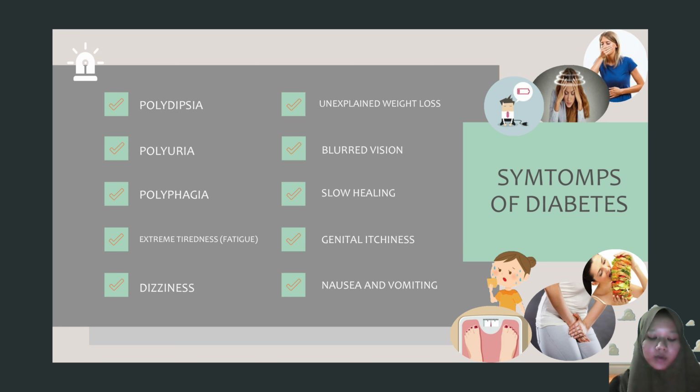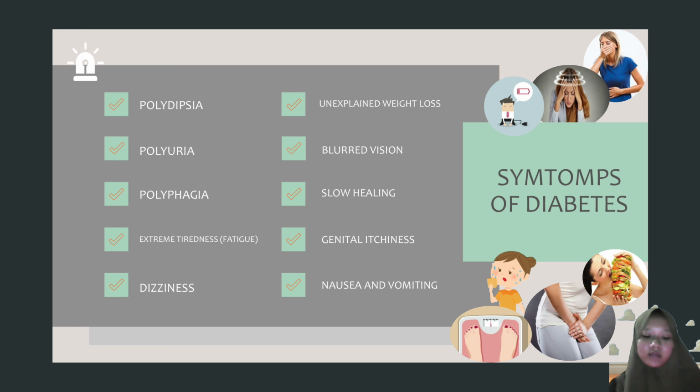The second one is polyuria. Polyuria is a condition where the body urinates more than usual and passes excessive or abnormally large amounts of urine. And then the third one is polyphagia, or excessive hunger or increased appetite. And these are also three main signs of diabetes. Number 4 is fatigue, and then dizziness, unexplained weight loss, slow healing, and then blurred vision.